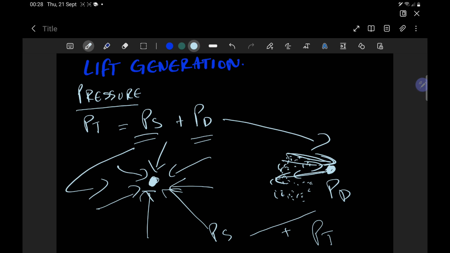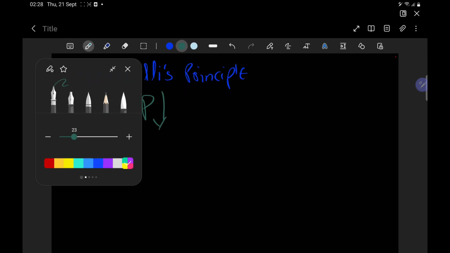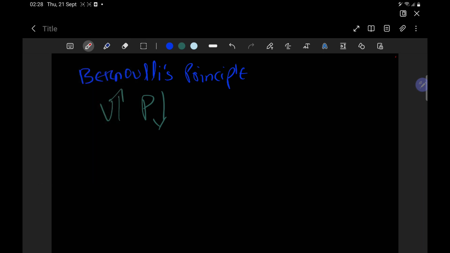Let's talk about what Bernoulli is telling us. The Bernoulli principle says that whenever the velocity increases, the pressure will decrease simultaneously. To understand this much more clearly, let's take an example of what we call the throat effect or the Venturi effect.